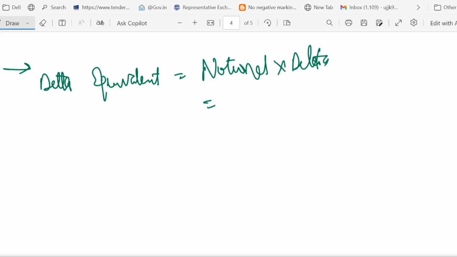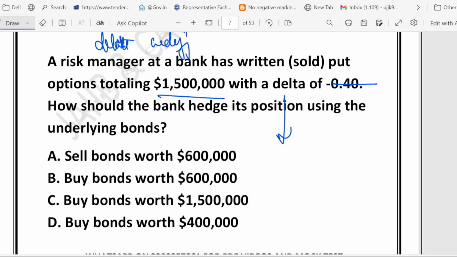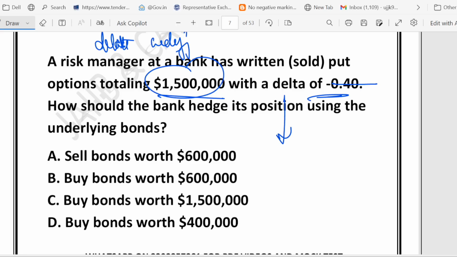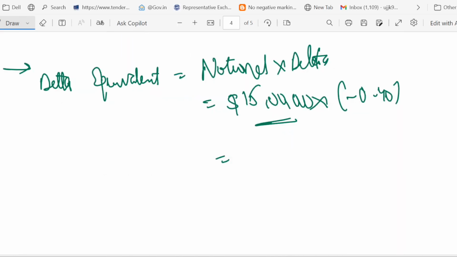Let's plug in the values. You can see clearly they have given 15 lakh dollars. So write 15,00,000 multiplied by the delta value they have given, which is -0.40. After calculating, this will give you -6 lakh. So this is your delta equivalent.